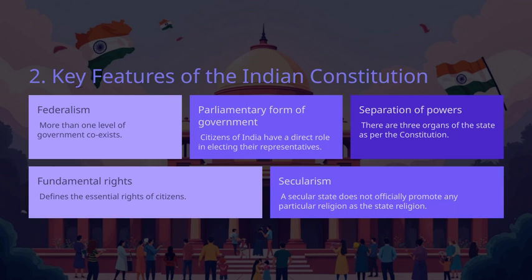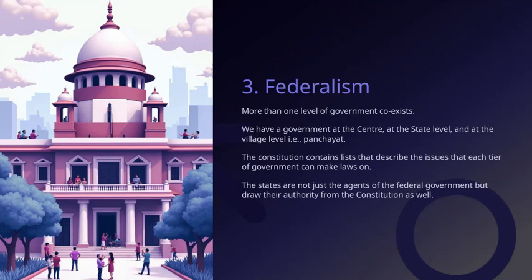Finally, the separation of powers. The Constitution divides the state into three organs: executive, legislature, and judiciary. This separation ensures that no single branch becomes too powerful, maintaining a system of checks and balances. All these features together help uphold the principles of democracy, equality, and justice that form the core of India's constitution. So let's talk about federalism.